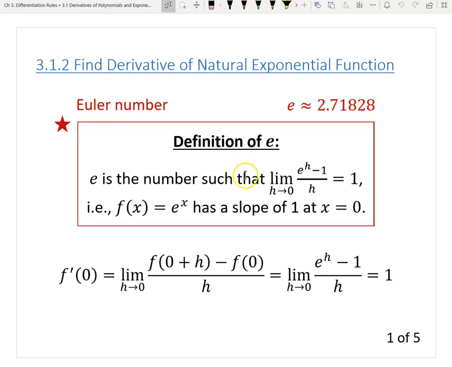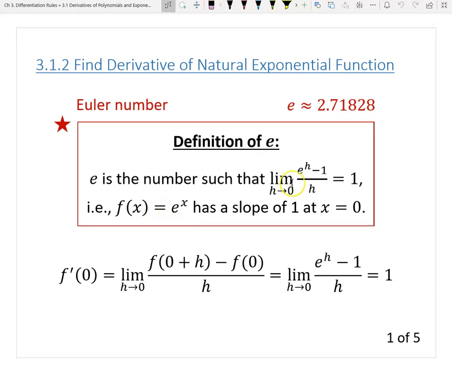And here we give the first definition, how to define e. The definition: e is the number such that this limit equals 1. It's very strange why we have this limit, so I will introduce it later. Suppose this limit equals 1, that's an equation, right? So from this equation we can find the number e. That e we call the Euler number. That is the first definition of Euler number e, or natural number e.